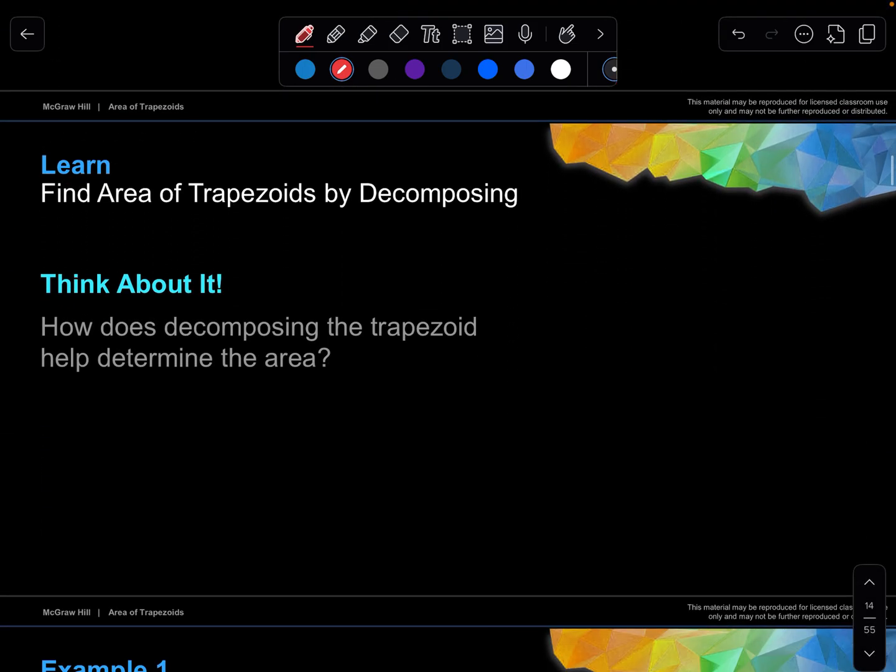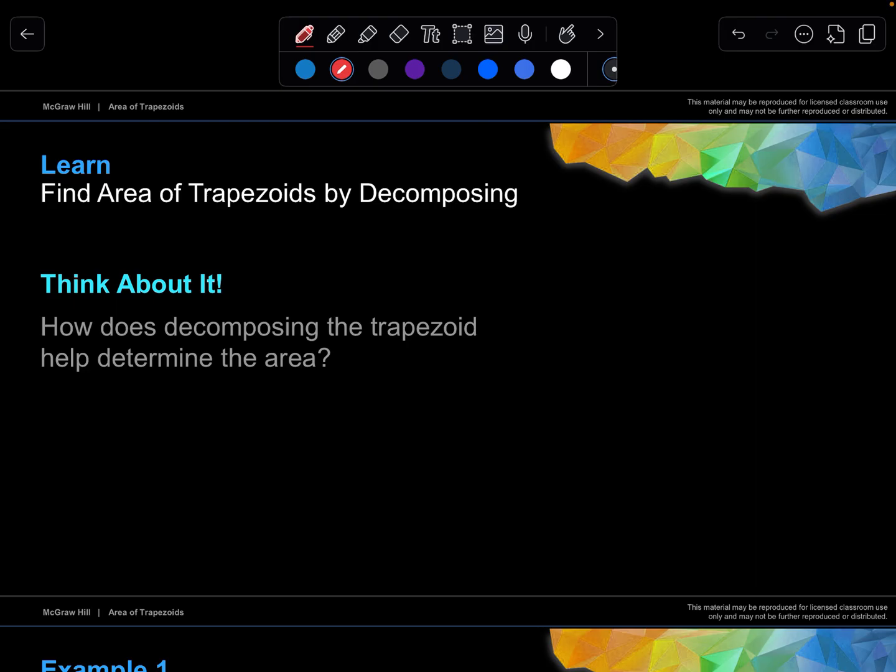Now, how did decomposing the trapezoid help us determine the area? Well, because we could calculate the areas of triangles and rectangles, we can separate the trapezoid into those polygons and determine the area of the trapezoid.